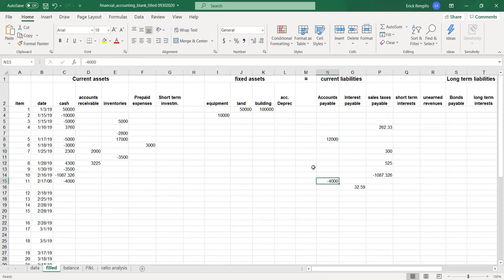But this is very logical. And that's what we need to understand: the logic is very simple. So I pay $4,000, so cash decreases by $4,000, and my debt decreases by $4,000. Do you agree?